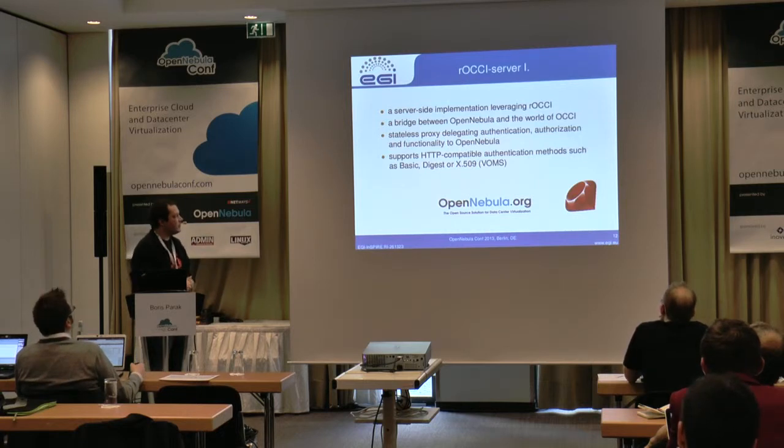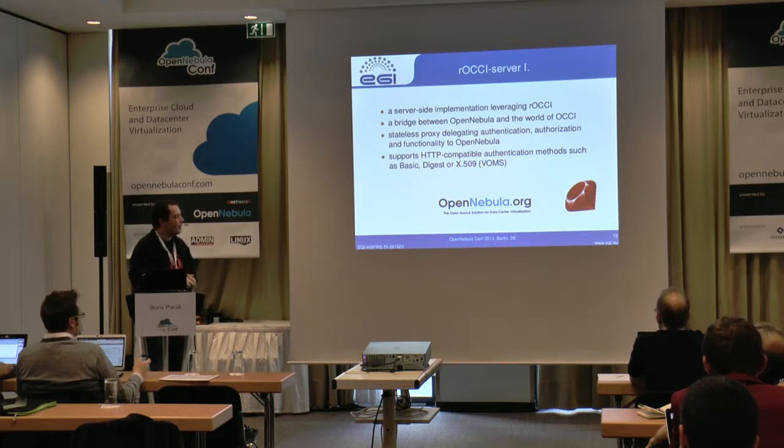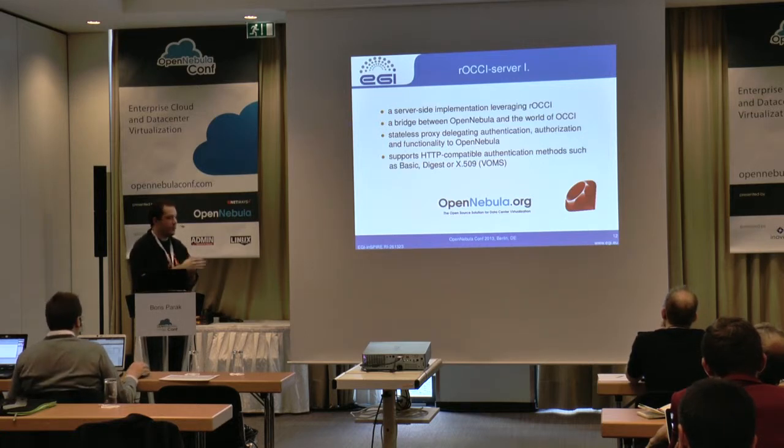So what's rOCCI server? rOCCI server is a server-side implementation leveraging rOCCI framework, basically mostly rOCCI core, which I just explained. And it supports basic authentication methods, basically the same as the rOCCI API. And it's a stateless proxy between the OCCI world and OpenNebula. So the rOCCI server itself doesn't store any information. Everything is stored in OpenNebula. You can just launch multiple rOCCI servers on top of the same OpenNebula. It's simply a stateless pass-through proxy that will convert messages into native OpenNebula calls.